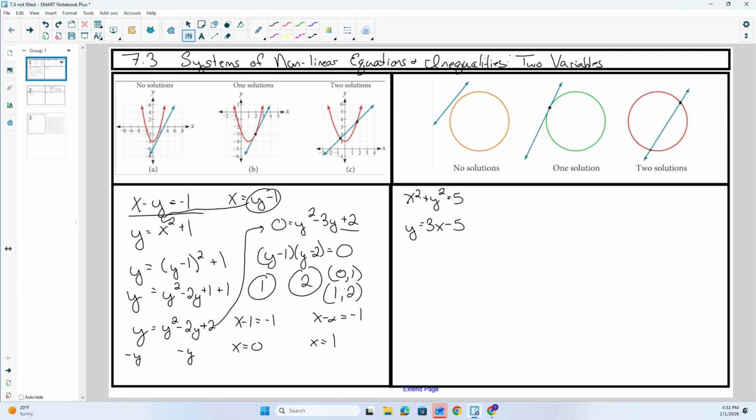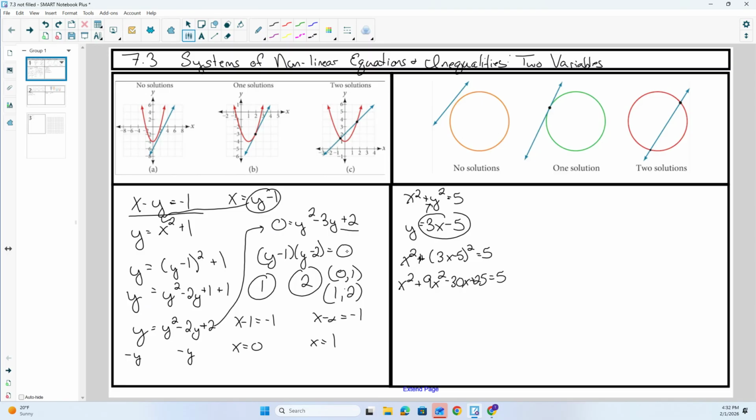And this is already set up for it. We're going to substitute. We're going to take this, and we're going to put it right in there. So that gives us x squared plus (3x minus 5) squared equals 5. So this is x squared. This becomes 9x squared. That's here. 3 times negative 5 is negative 15. We double it. That gives us negative 30x. And then we do negative 5 squared, and that makes it 25.